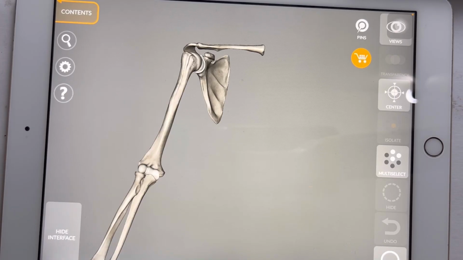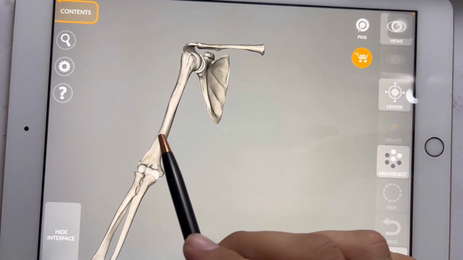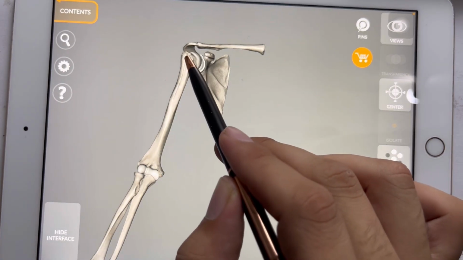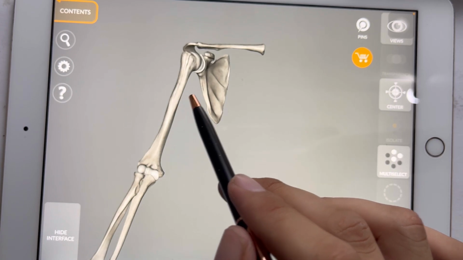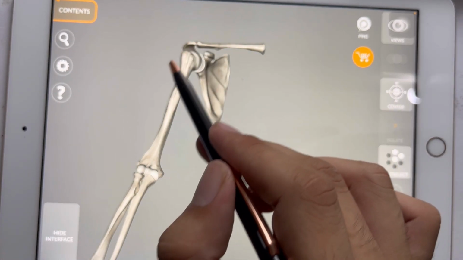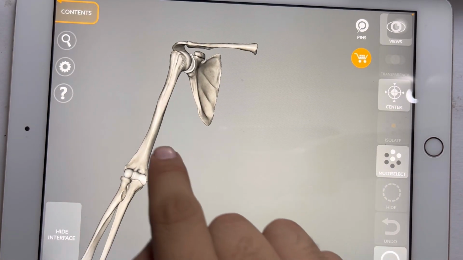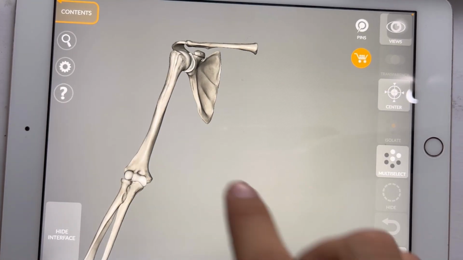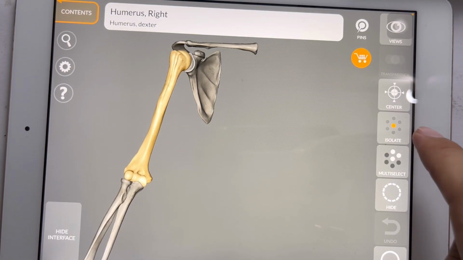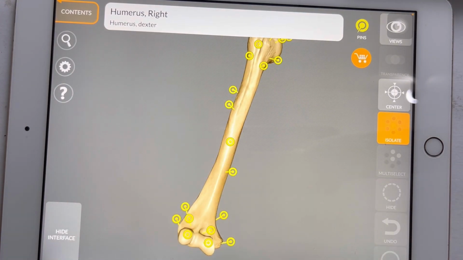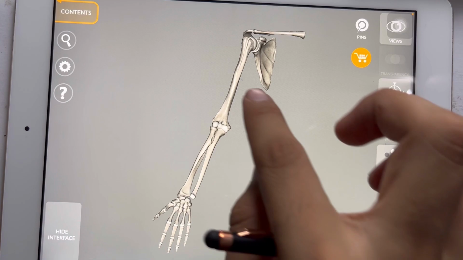Now student, moving toward the arm region. So student, in the arm region we have the humerus bone. Student, the humerus bone is the largest bone and the longest bone of the upper limb. So student, the humerus bone has three parts: the upper extremity or the proximal extremity, the shaft, and the distal extremity.